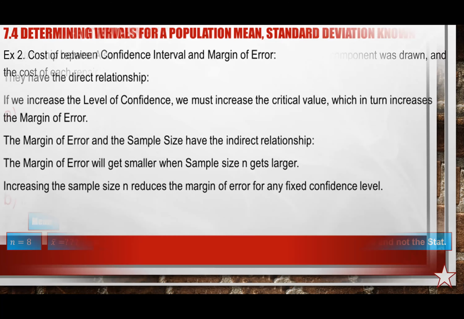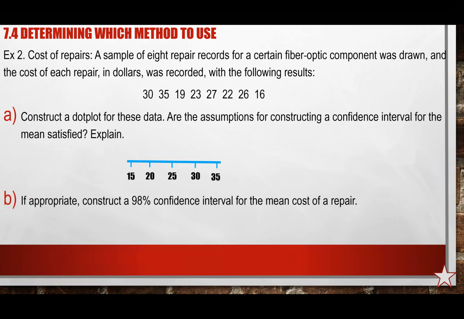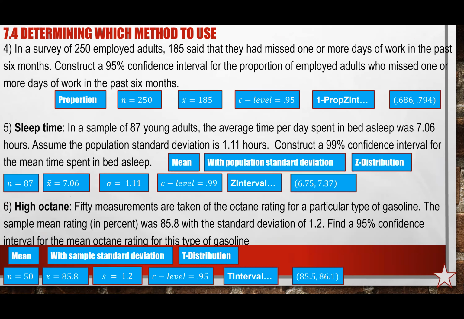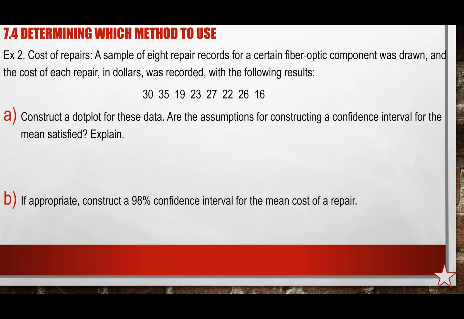Well, let's take a look at this thing here. And if you did chapter 7.2, you probably ran into this particular problem. Instead of giving you the sample mean and the sample standard deviation, or a sample mean and the population standard deviation, they give you this problem where it's raw data, right? So they say the cost of repair is the name of the problem. A sample of 8 repairs recorded as a certain fiber optic component withdrawal, and the cost of the repair in dollars was recorded with the following results. So again, someone comes in and repairs, they cost $30, $35, $19, and so on and so forth.